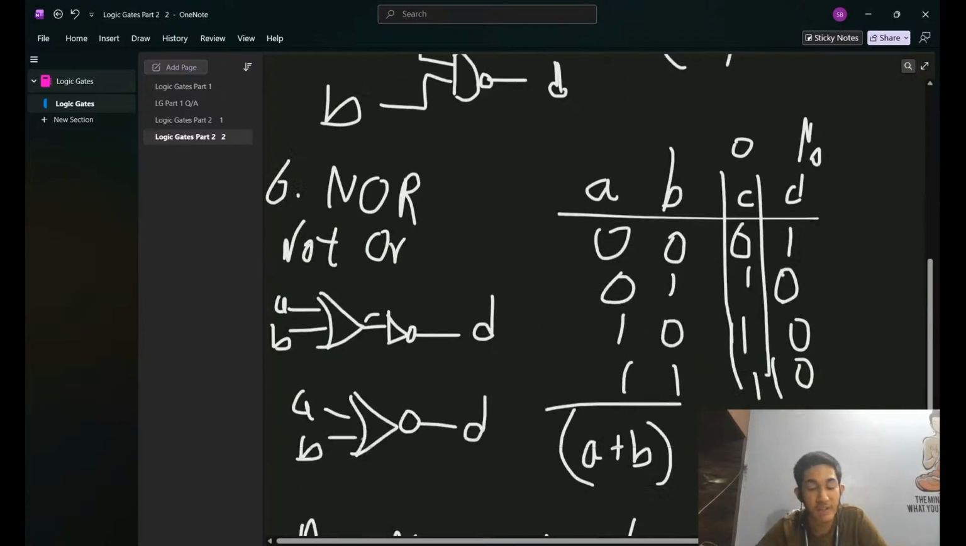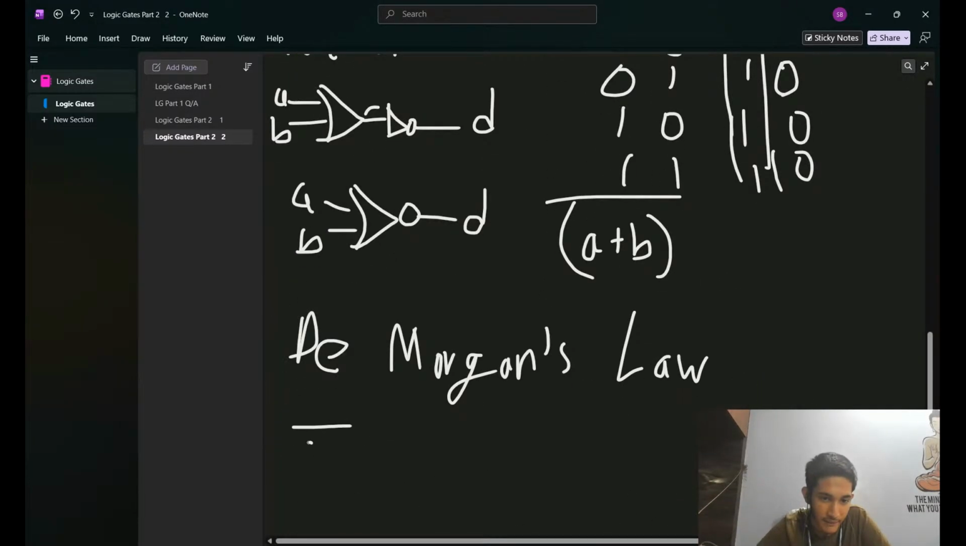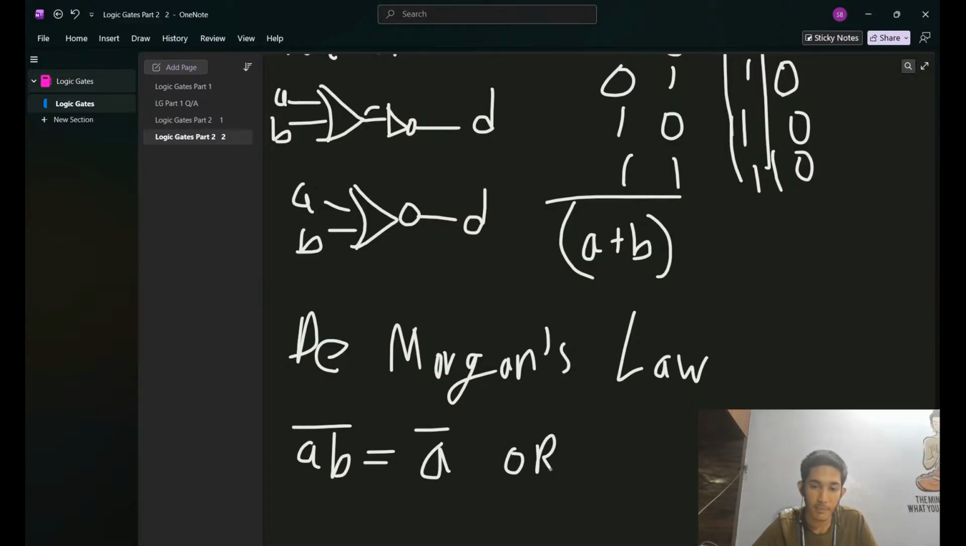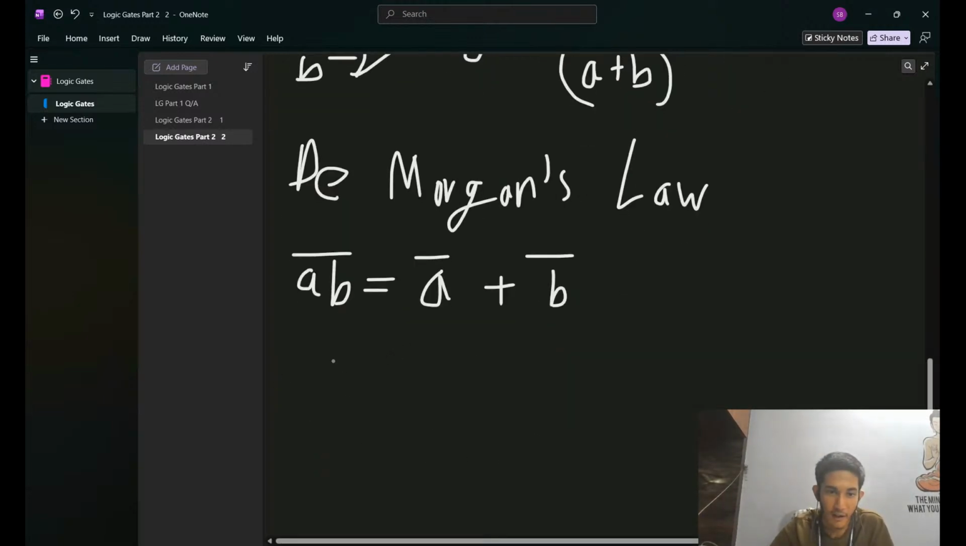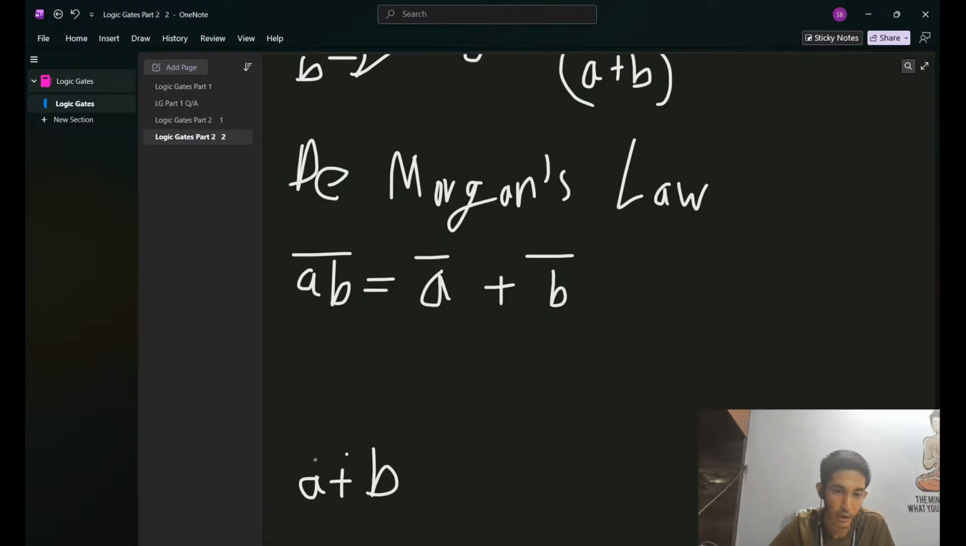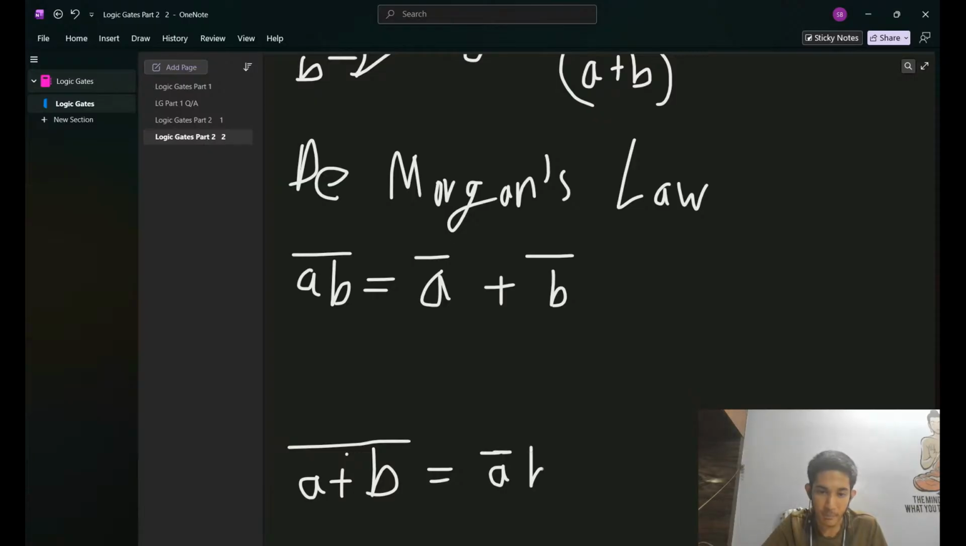But for De Morgan's laws in logic gates, it goes like this: the inverse of A and B, or NOT (A AND B), can be expressed as NOT A OR NOT B. Or actually, I'll just write in Boolean algebra: A-not plus B-not. We'll see this in a minute. And NOT (A plus B), or A NOR B, that can be expressed as, you guessed it, A-not times B-not.